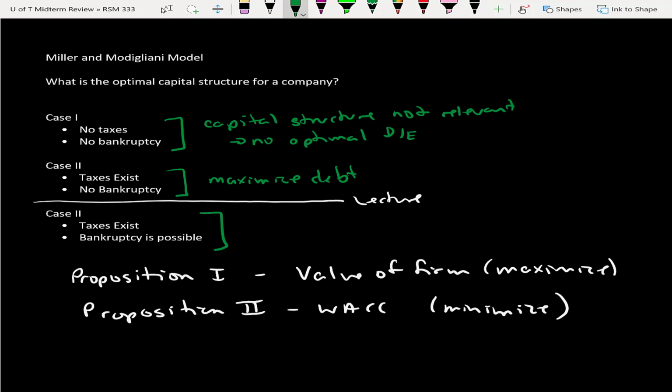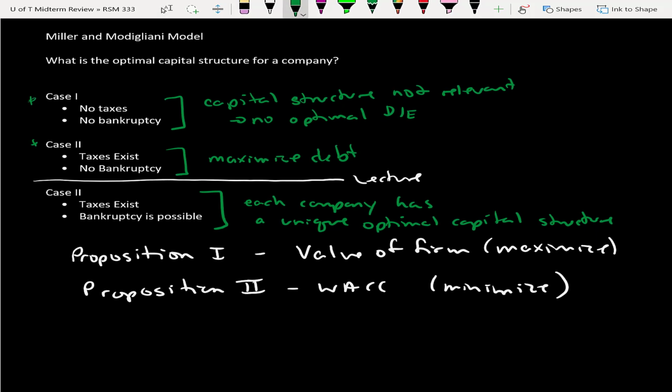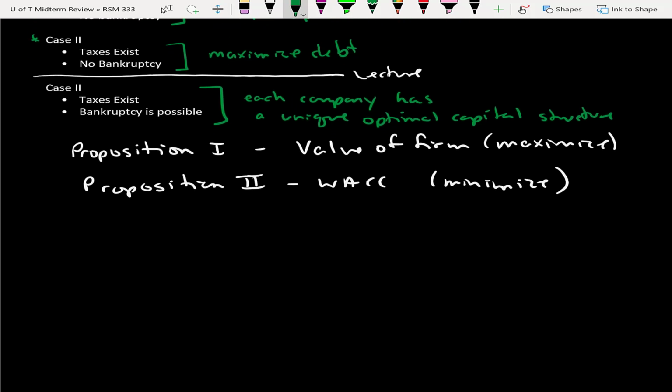What's the optimal structure? This one says that each company has a unique capital structure, or a unique optimal capital structure. So unlike case 1 where it says it makes no difference, this one says it does make a difference, but it's different for each company and there's not really any formulas for it. There are formulas for the first two, and I'm going to write those out here.